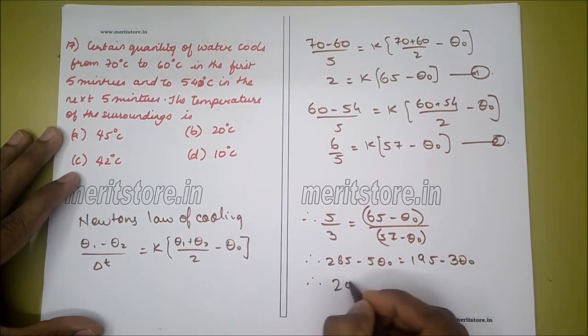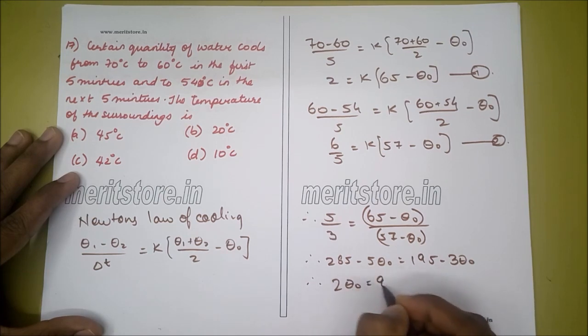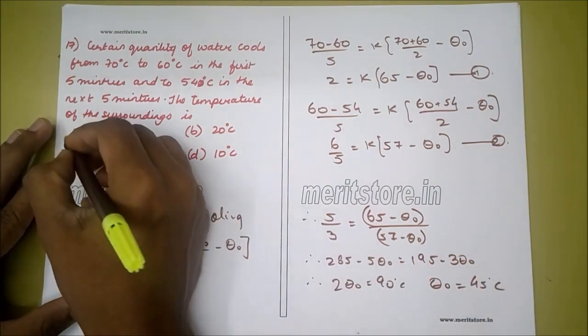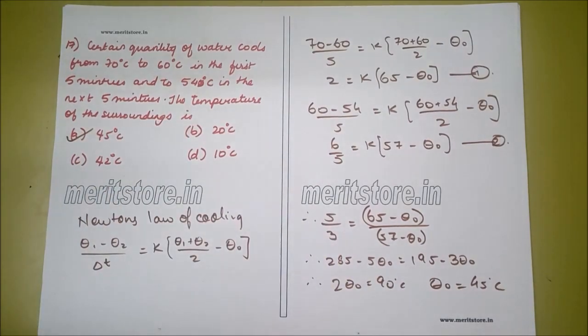So solving this, 2 times theta naught is equal to 90. So therefore theta naught would be 90 by 2, that is 45 degrees Celsius. Hence option A is the correct answer.